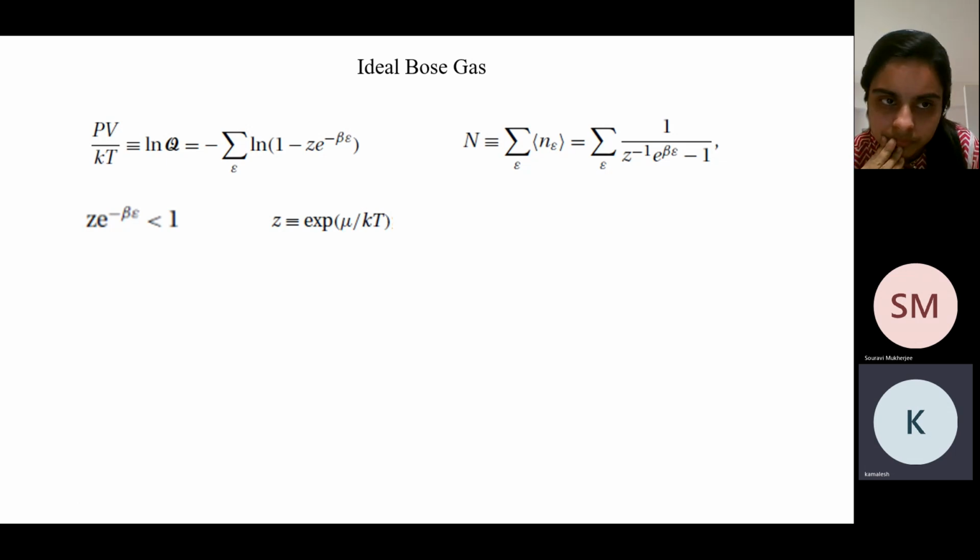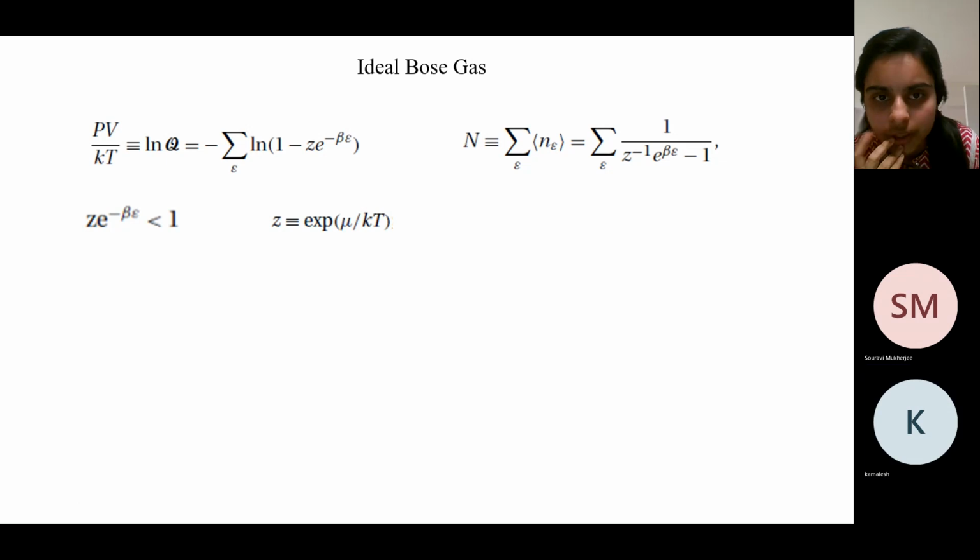Mu must be less than epsilon. And what is epsilon? Epsilon means the energy states, right? Yes. So that means mu should be less than all the different values of energies, right?